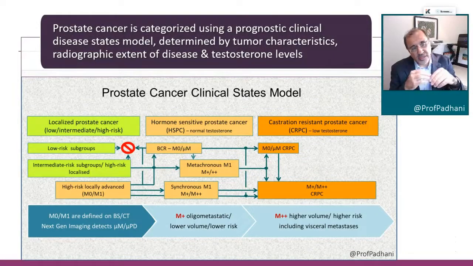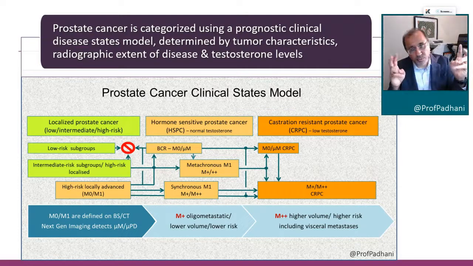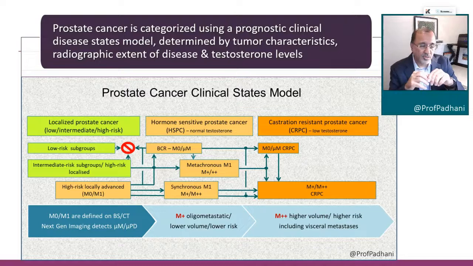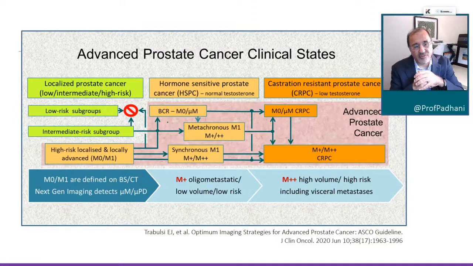So the first thing to realize is that advancing prostate cancer is categorized using a prognostic model. And in this prognostic model are the patient characteristics, the radiographic extent of the disease, i.e. bone scans and CT scans, and of course the testosterone levels. And highlighted in pink are the advanced states.